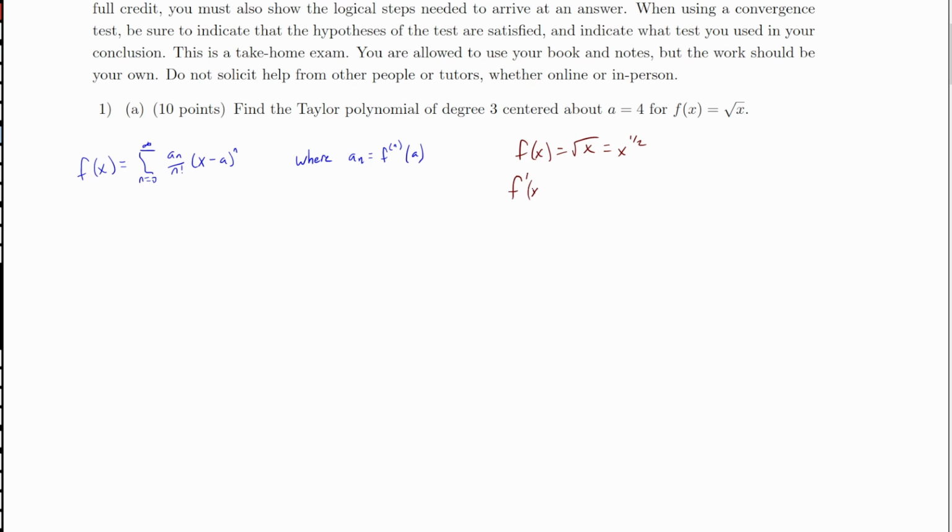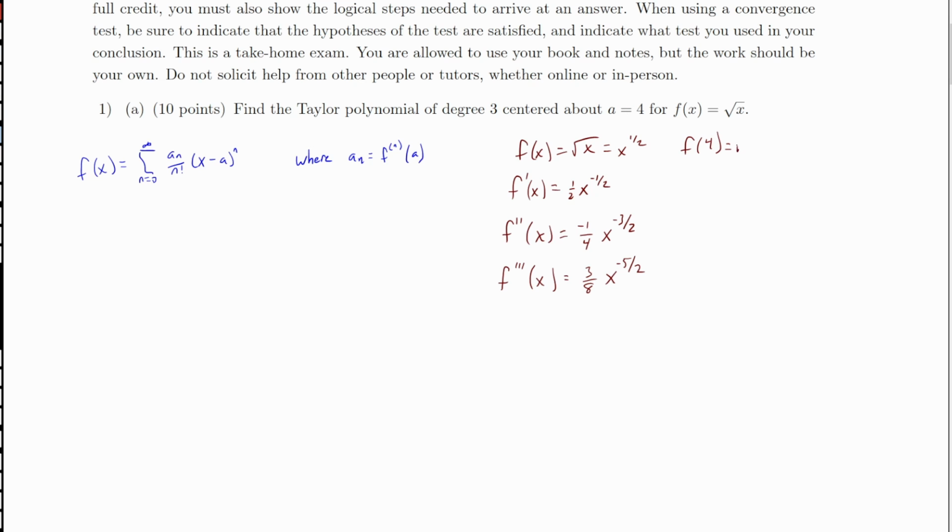The first derivative of this function is 1/2 x to the negative half. The second derivative, when I bring the negative half down, I'll have a negative 1/4 x to the negative 3/2. Third derivative, when I bring the negative 3/2 down, I'll have a positive 3/8 x to the negative 5/2. That's as far as we're going to need to go because we're going to do a degree 3. So now we evaluate each one of these at a equals 4.